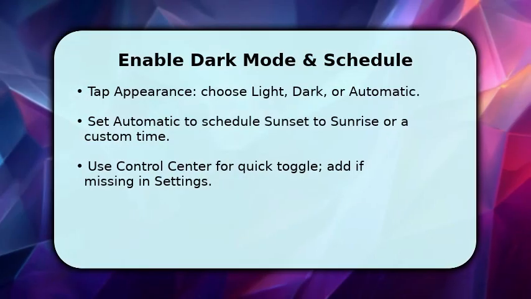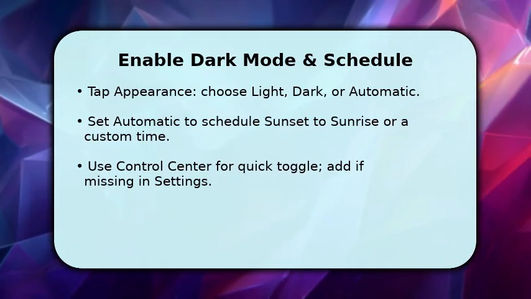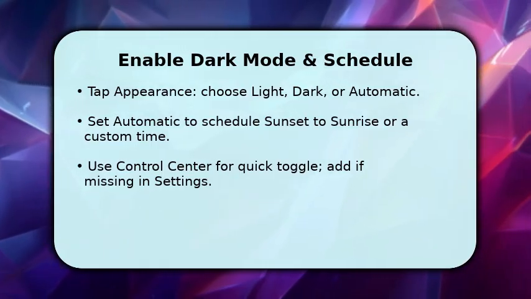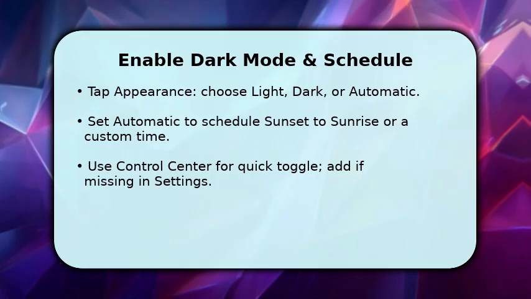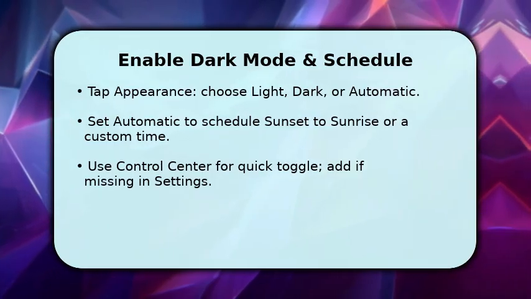You'll now choose dark mode, and if desired, schedule it. Tap Appearance and select Dark to apply immediately. This changes system UI and compatible apps.